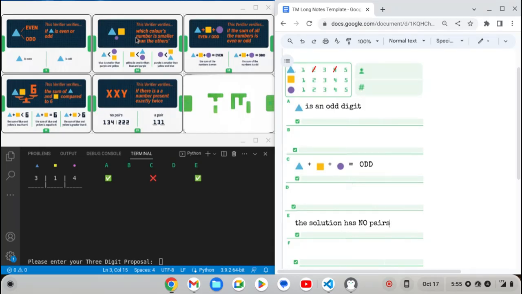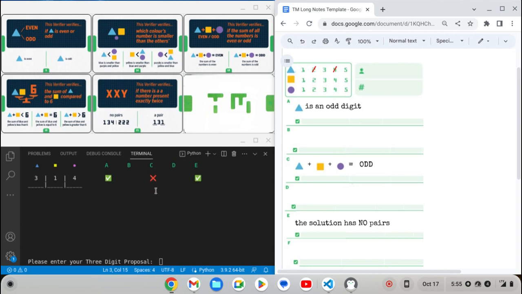And so, but that really doesn't allow us to cross out anything because we really don't know what square and circle are. We don't know, maybe they're even. They could be all odd. Well, that does it for this round. We have completed our 3 Turing tests.